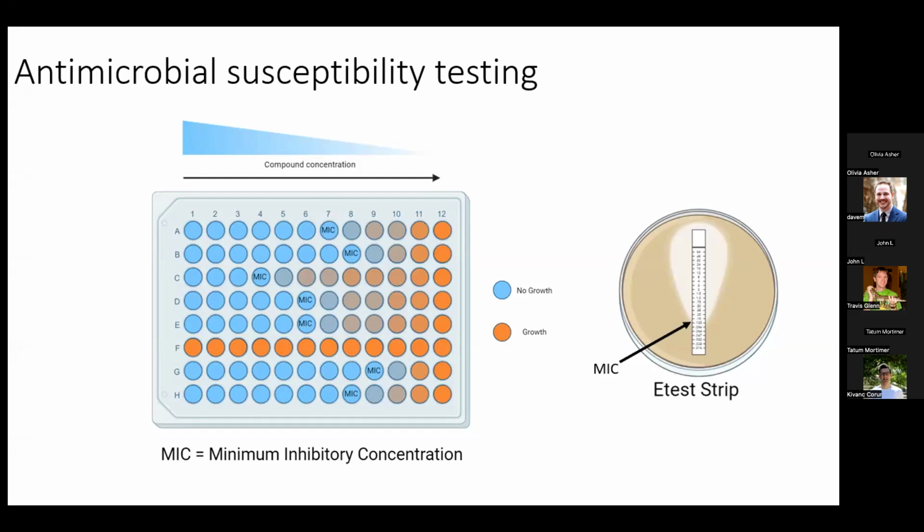And I say this is semi-quantitative because we don't test every possible concentration of the antibiotic. Often it's in a doubling dilution, so you're testing 1 microgram per mL and then 2 and then 4 and so on and so forth.